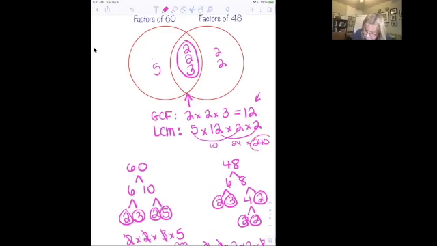And you can just do that on the calculator if you want to. So the GCF is 12. The LCM is 240. So both 60 and 48 go into 240, and 12 goes into both 60 and 48. So that's GCF and LCM using the Venn diagram.